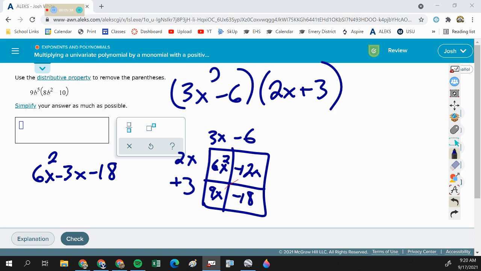If this was a squared, then this would be a third power, and this would be a squared. Do I have any like terms? No, so we just string them all out. 6x to the third plus 9x squared minus 12x minus 18. Okay.